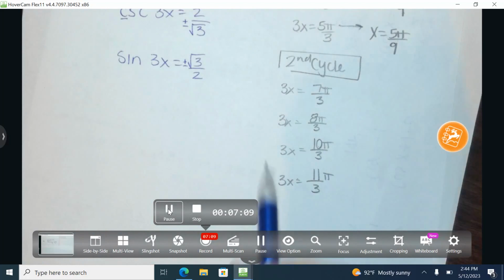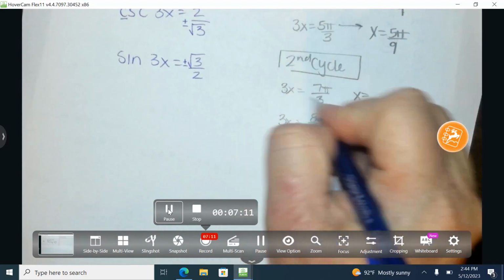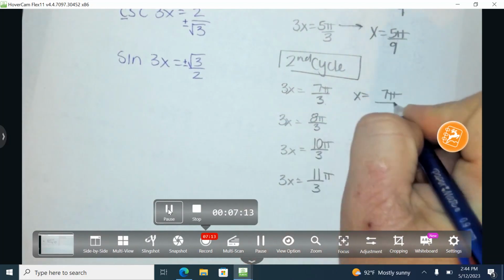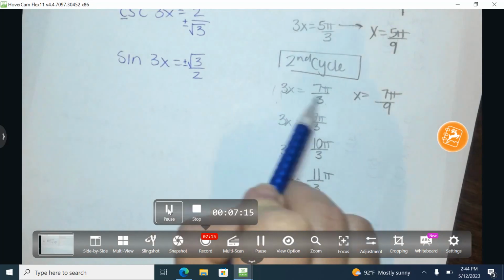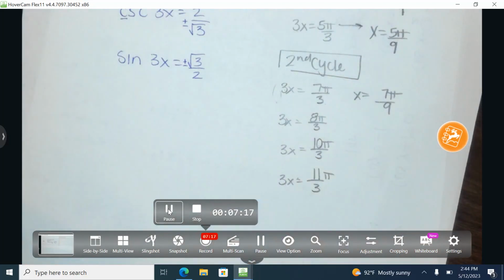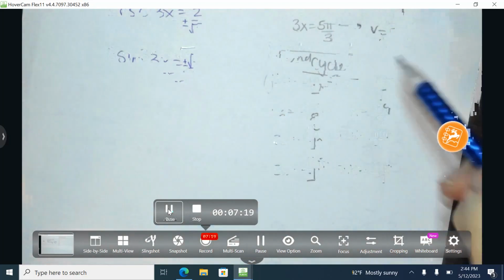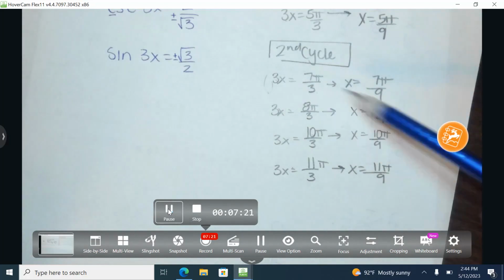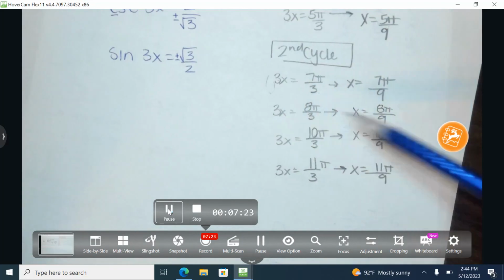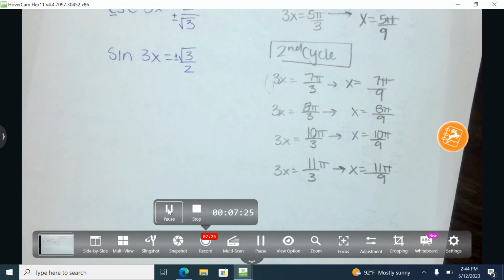All right, let's go ahead now, and when we solve for x, remember we're taking the 7 pi, and now it's over 9, because when you divide by 3, you're really multiplying the denominator. I finished this out by doing cycle number 2 and isolating the x. So times 3, and times 3. Now let's use the shortcut to finish the cycles.